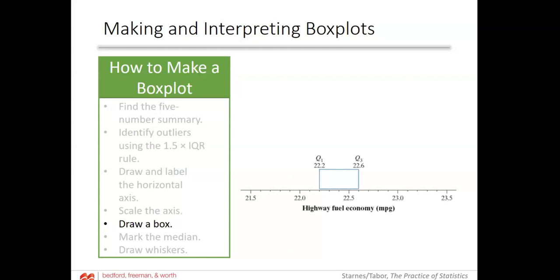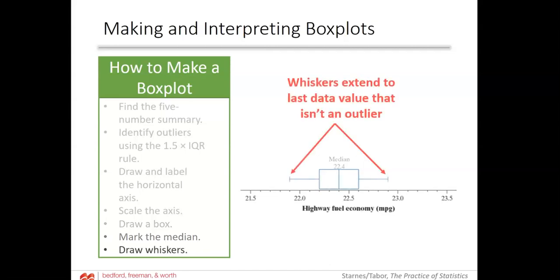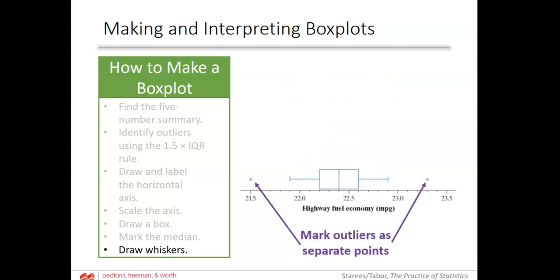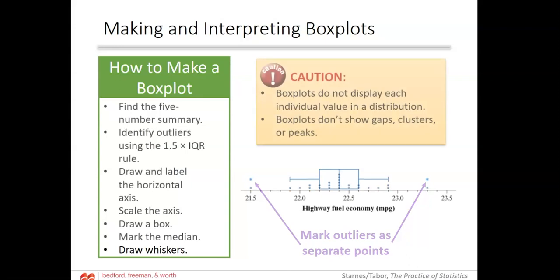From Q1 to Q3 is the box. The line in the middle is the median. Then you draw the whiskers. In this case, they go to the last value that's not an outlier. So they don't go all the way to the outliers. There's kind of a gap there, and that means those points are outliers. That's what that means.